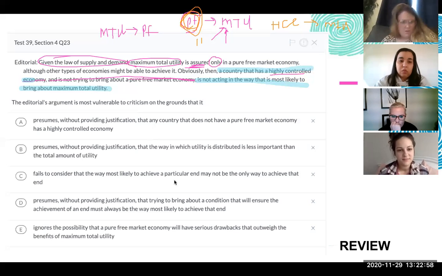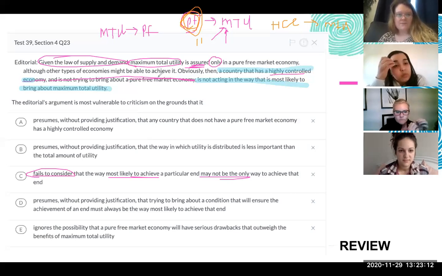So, okay, so C is wrong, but it's wrong because it says fails to consider that the way most likely to achieve something may not be the only way. We actually say in here that although other types of economies might be able to achieve it, so we don't fail to consider that.